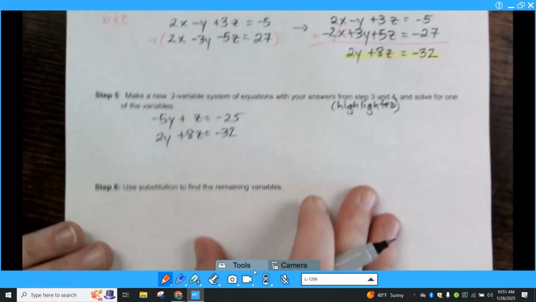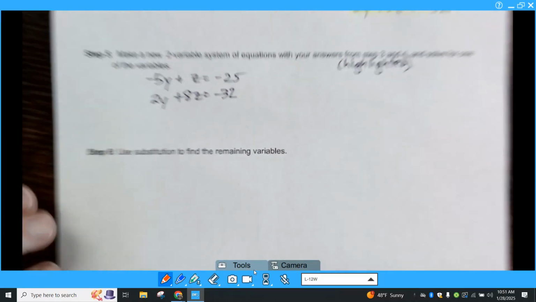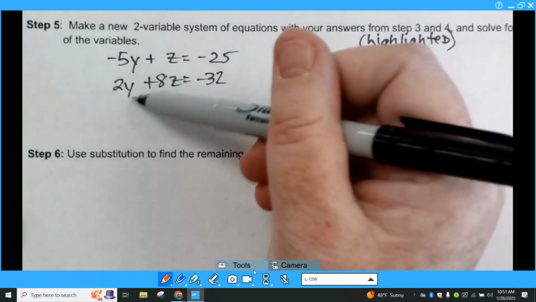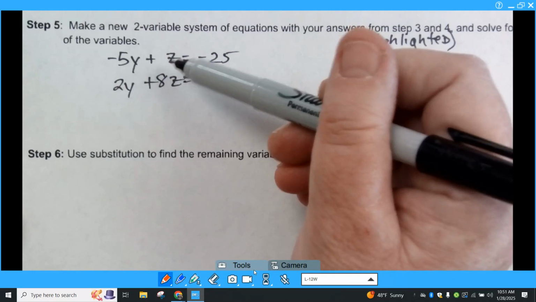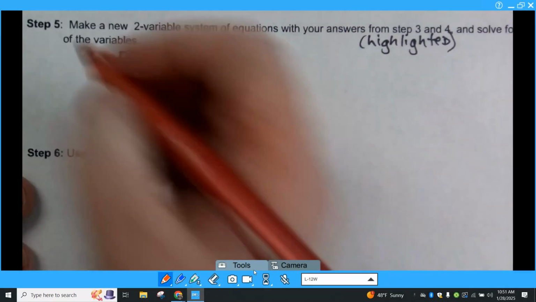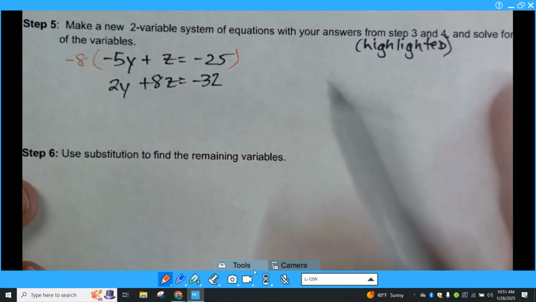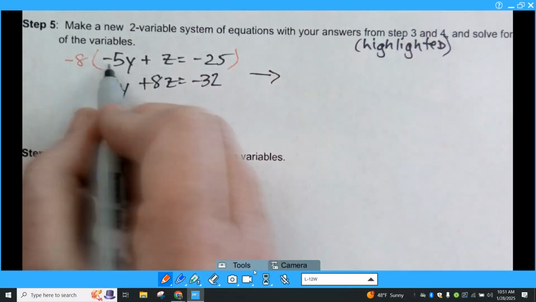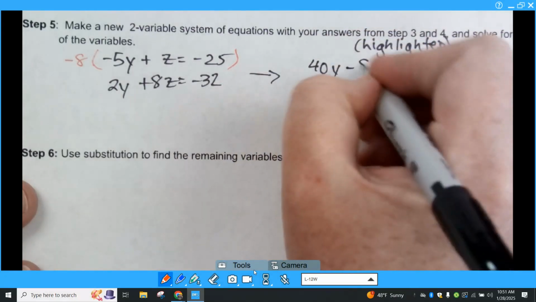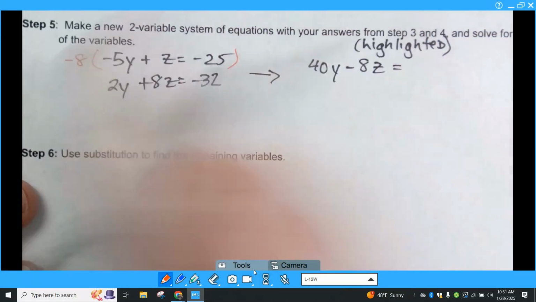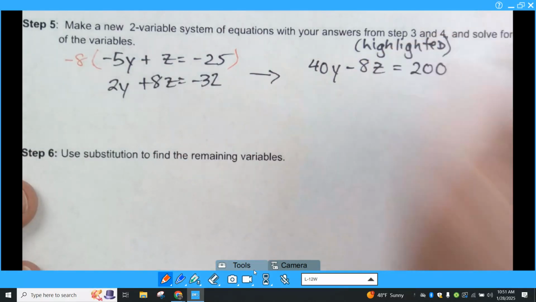You can choose whichever variable to get rid of. If you want to get rid of the y's, you would make them negative 10 and positive 10. If you want to get rid of the z's, you would only have to make the top a negative 8. So that's what I'm going to choose. I'm going to multiply this by negative 8. And that is going to be, negative times a negative is positive, 40y minus 8z equals negative 8 times negative 25 is positive 200.